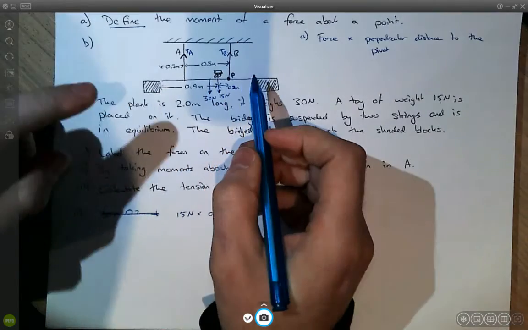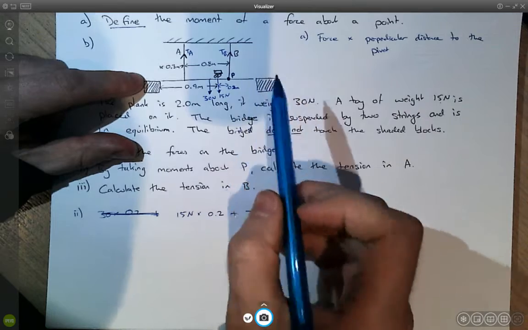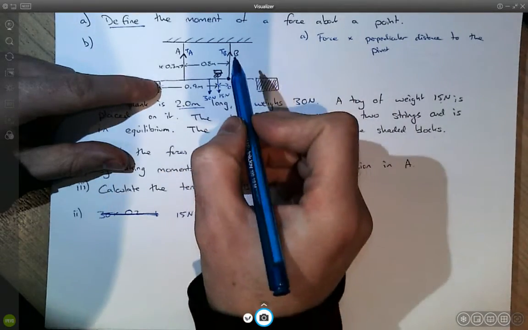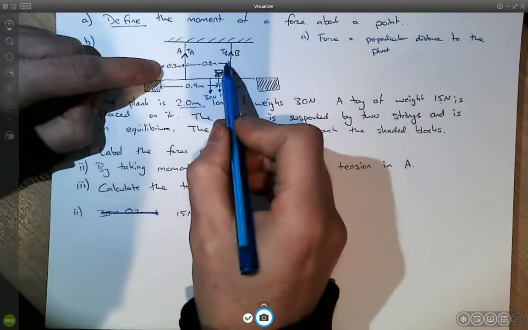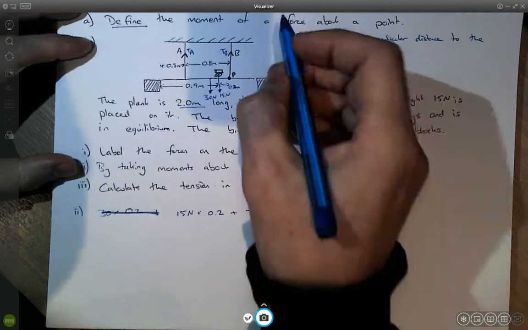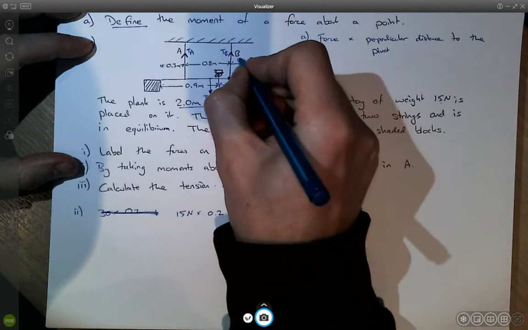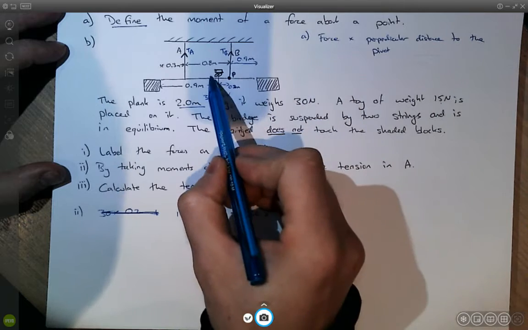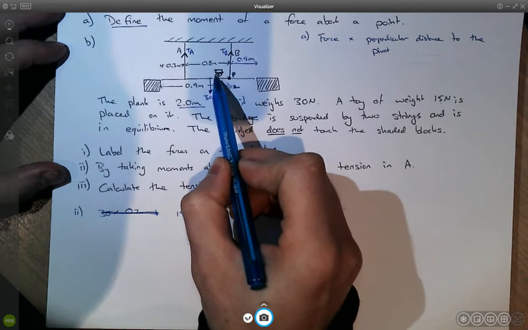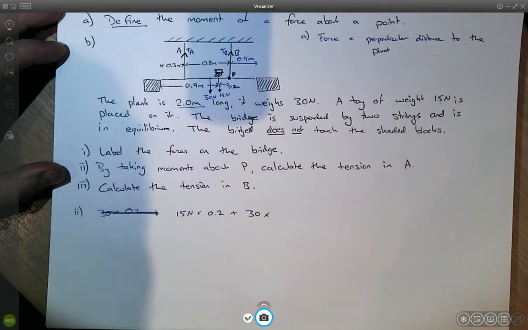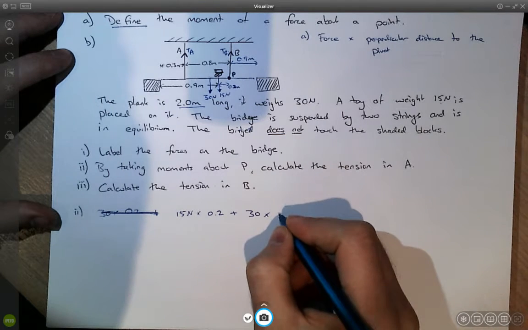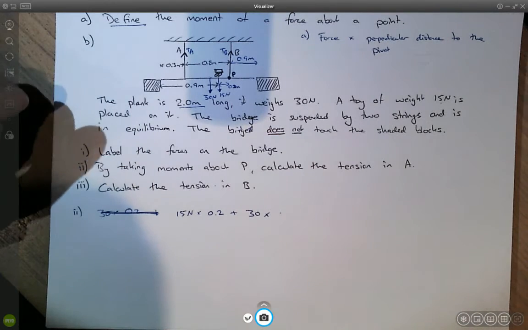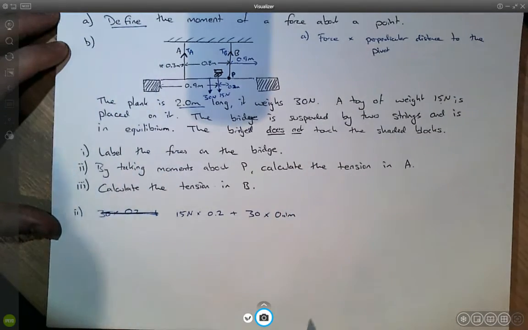So what is this distance? Well, we've got the entire length from here to here is 2 meters. And the length from here to here is 1.1 meters, which means that this missing distance here must be 0.9 meters. And the center of mass obviously acts at exactly 1 meter along. So this distance here must be 0.1 meters. So what did I just say it was? It was going to be 0.1 meters.